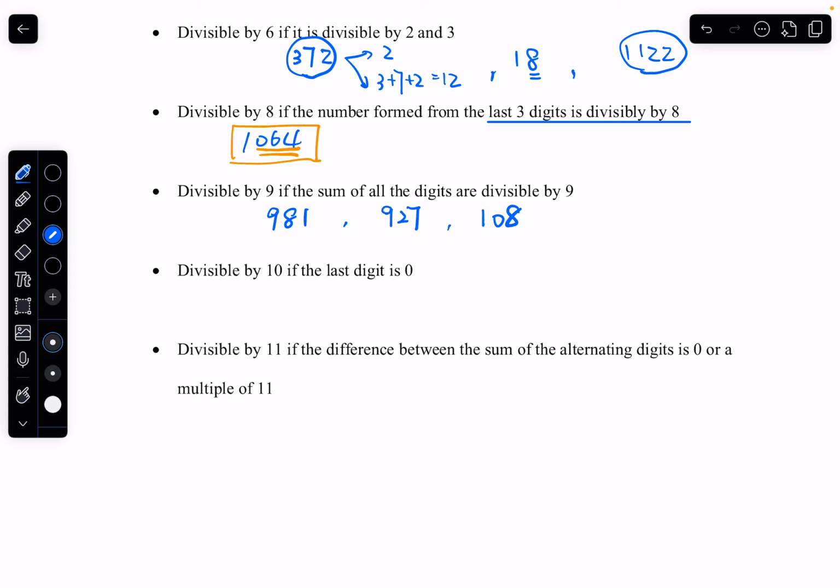10. Divisible by 10 if the last digit is 0. So this is easier. For example, 10, 100, 20, 30, 50. Okay.